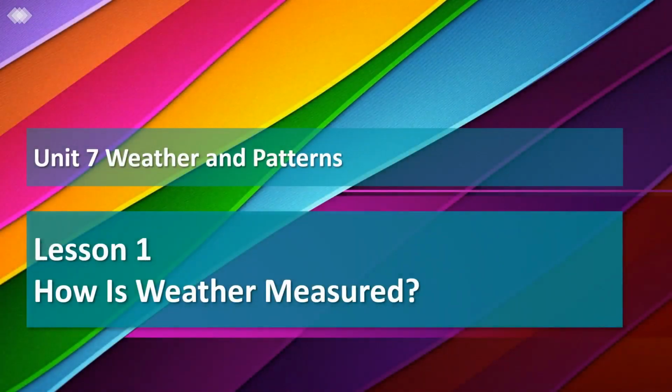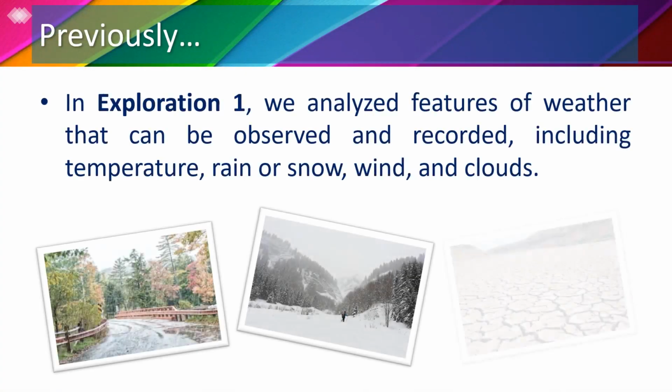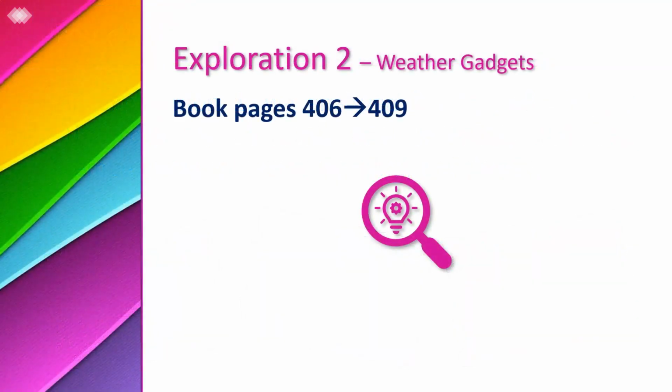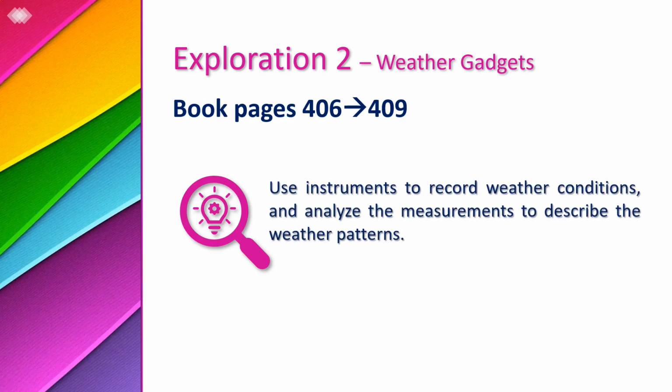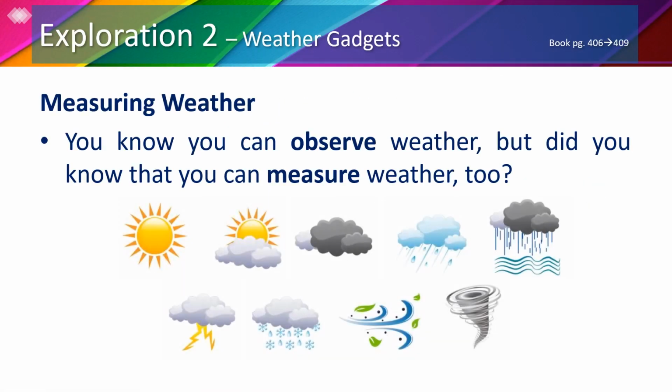Welcome back, third graders, to our science lessons. Previously in Exploration 1, we analyzed features of weather that can be observed and recorded, including temperature, rain or snow, wind, and clouds. In Exploration 2, we're going to use instruments to record weather conditions and analyze the measurements to describe the weather patterns. We already know that we can observe weather, but did you know that we can measure weather too?